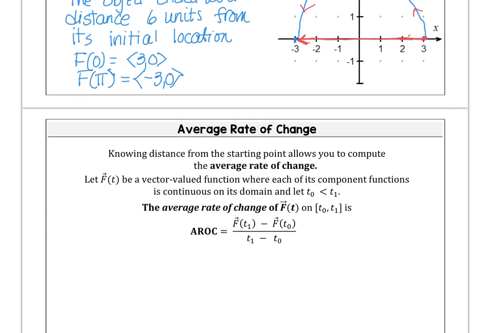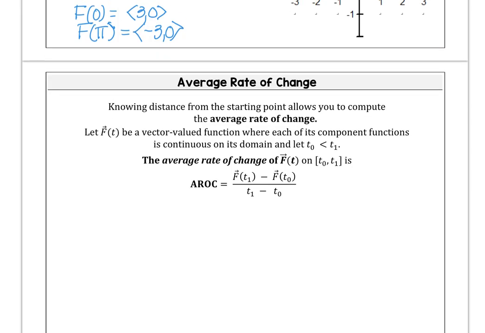Then in our last example, I knew average rate was coming. If we know the distance from a starting point, it allows us to compute the average rate of change, where f of t is a vector valued function and each of its component functions is continuous on its domain, where we're letting t sub 0 be less than t sub 1. The average rate of change of that vector valued function on the interval from t sub 0 to t sub 1 is the change in the y divided by the time.